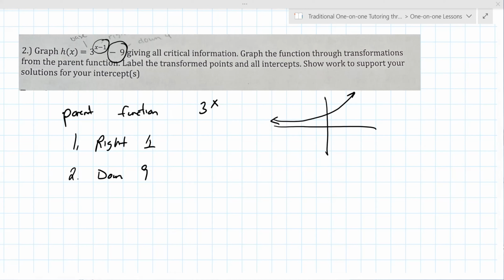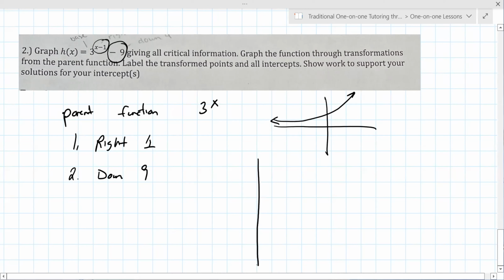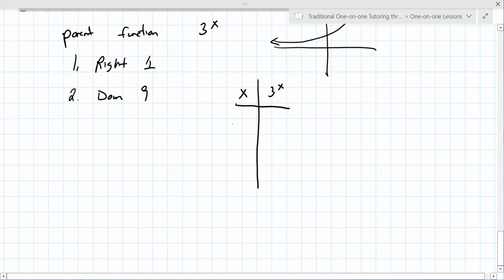Now in terms of graphing this, if you're doing the parent function, sometimes you can get away with only doing 3 points, like minus 1, 0, and 1. That's 3 to the minus 1, 3 to the 0, and 3 to the 1. So it's 1/3, 1, and 3. Sometimes you can get away with just doing that.